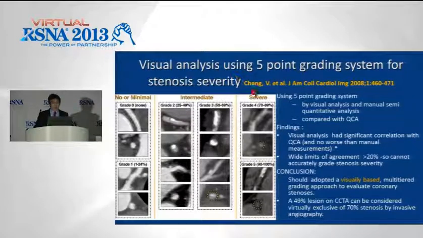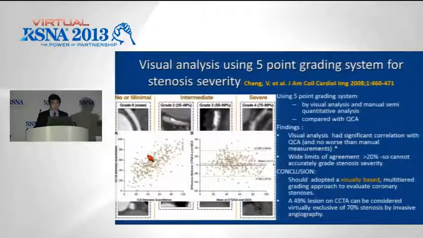Victor Ching and his group in LA published this paper a few years ago talking about using visual analysis using a 5-point grading system for stenosis severity. They used a 5-point grading system analyzed by visual analysis and by manual semi-quantitative analysis and compared with QCA. So here you see grade 0, no disease, grade 1, 1 to 24%, grade 2, 25 to 49, grade 3, 50 to 69%, etc. And they found that visual analysis had significant correlation with QCA and was no worse than manual measurements.